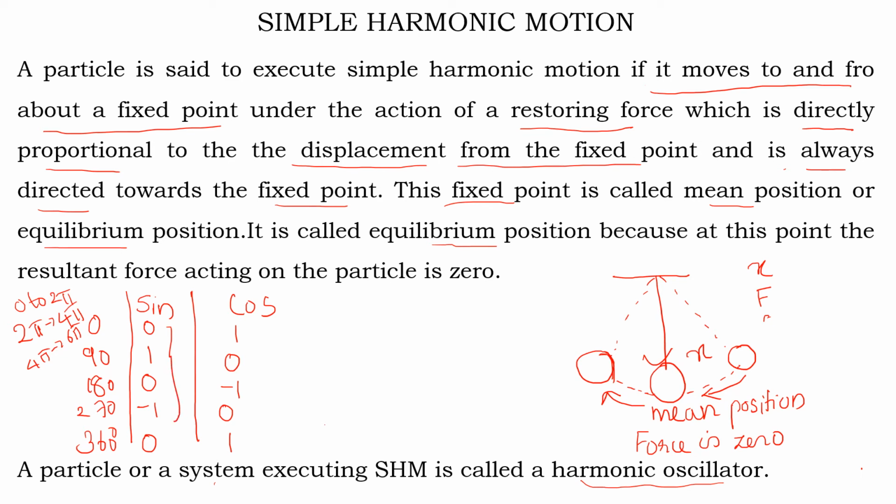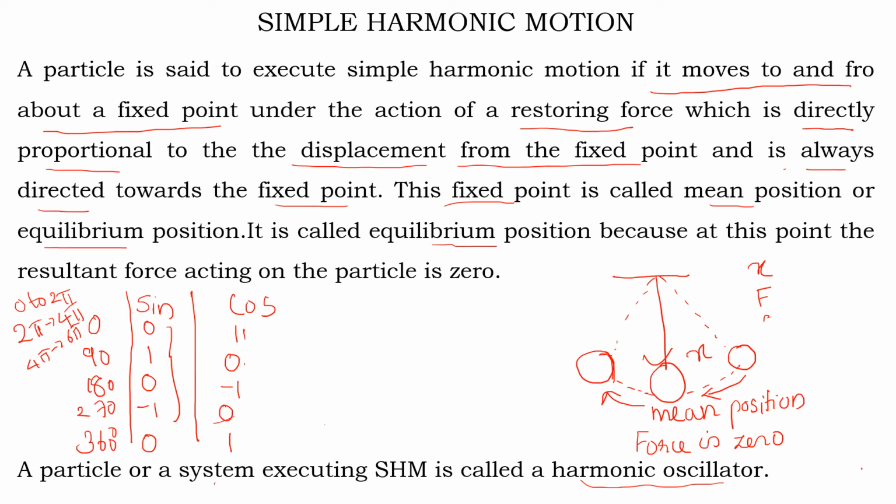0, 1, 0, minus 1, or in the case of cos, 1, 0, minus 1, 0, it will repeat. Therefore, the periodic functions can be represented in terms of sine or cosine functions. In simple harmonic motion, we are using sine and cosine functions for representing the harmonic or the periodic functions.